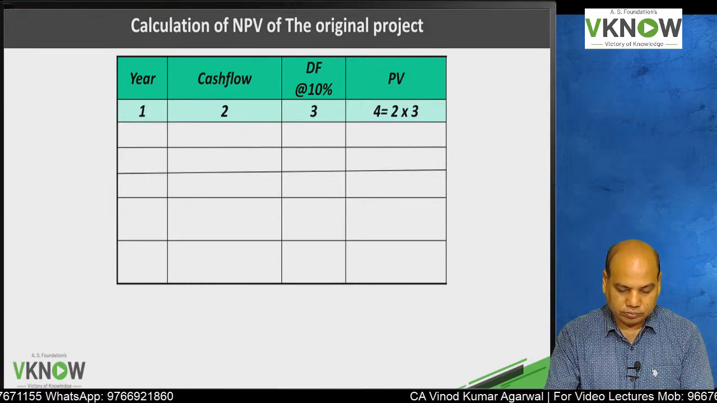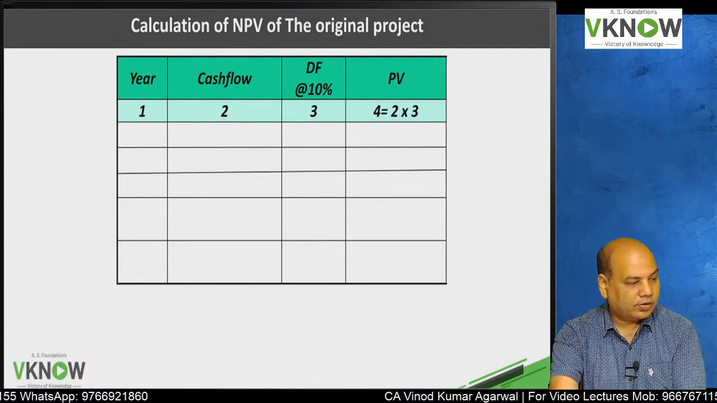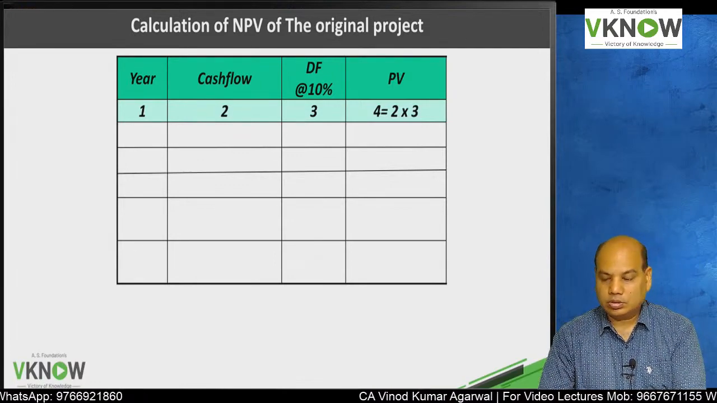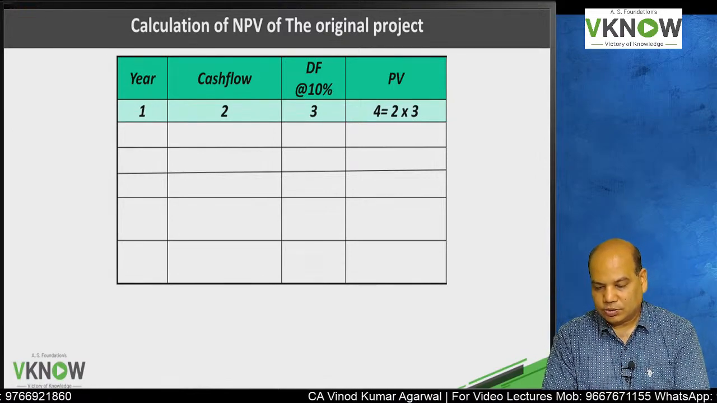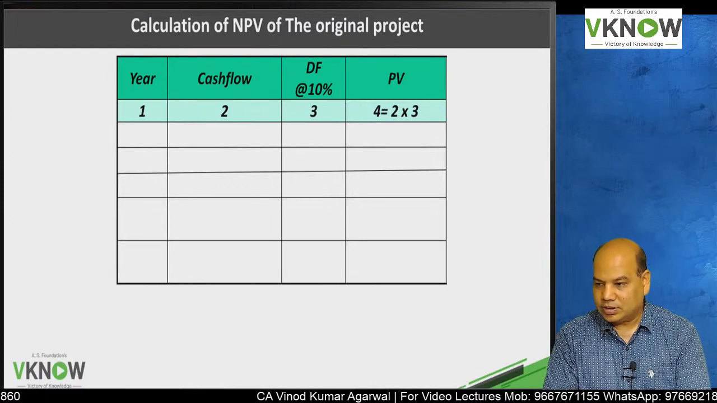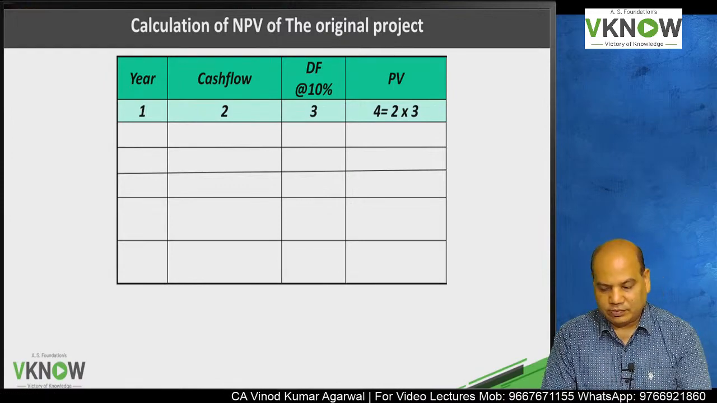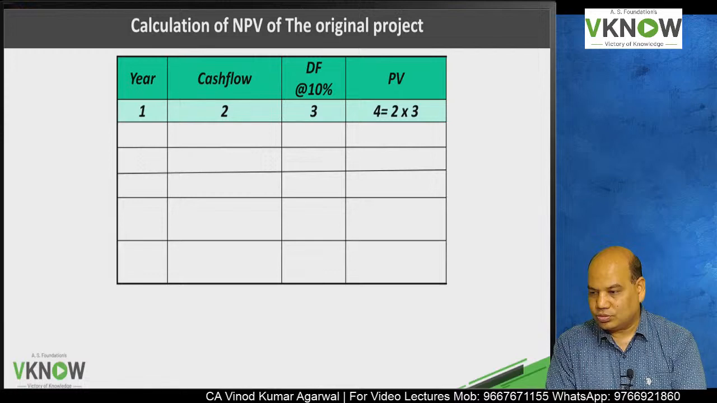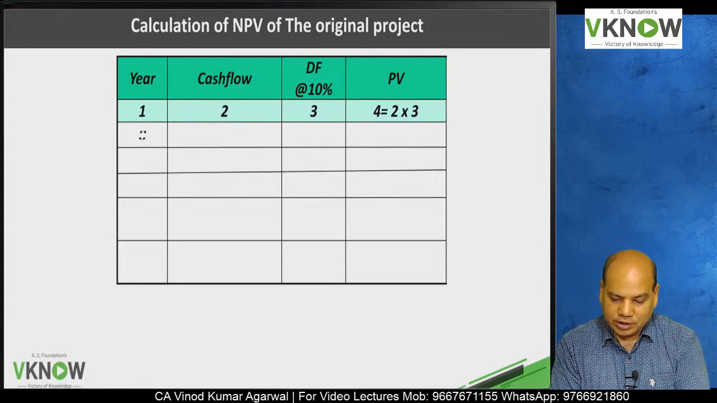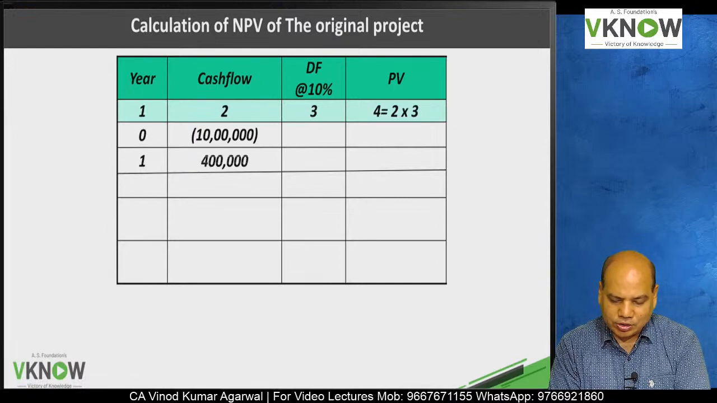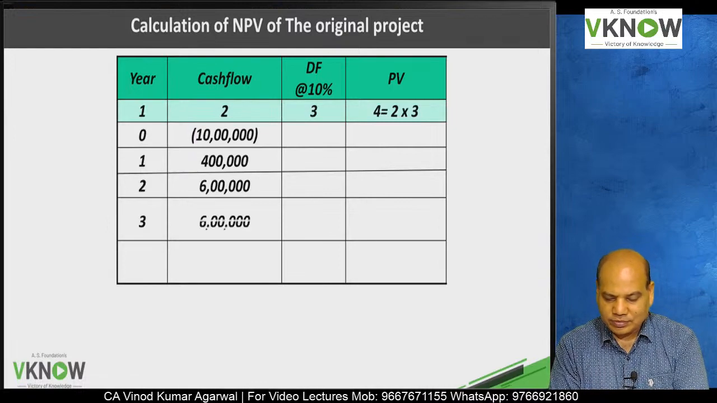Draw this format first. Year, cash flow, discounting factor at 10%, and present value. Column number 1, 2, 3, 4. Column 4 is equal to column 2 into column 3. Everybody will reply. This is a very good question on the screen.